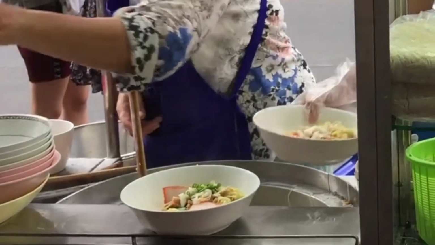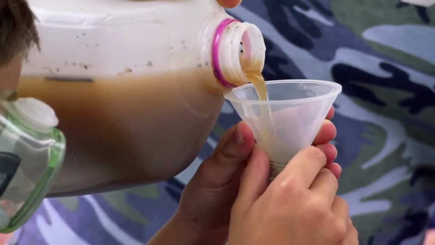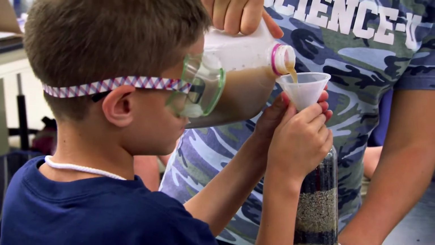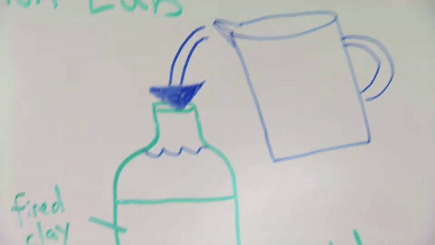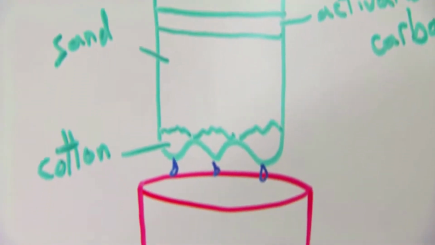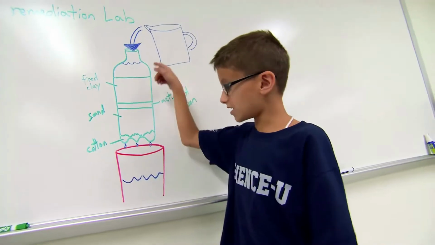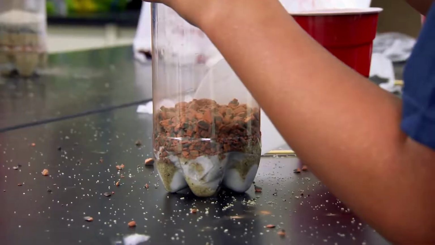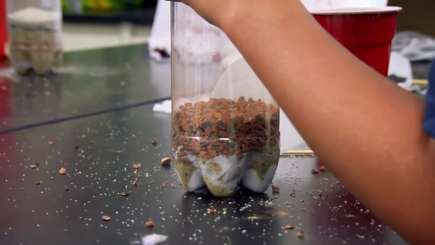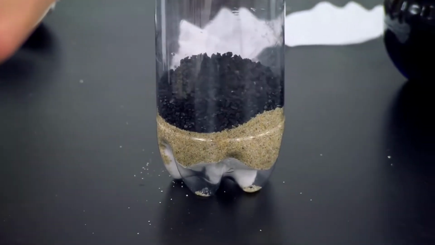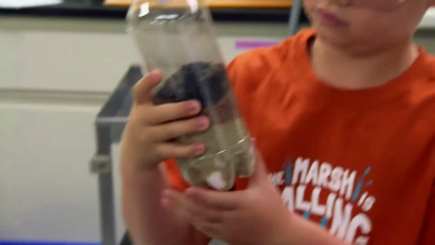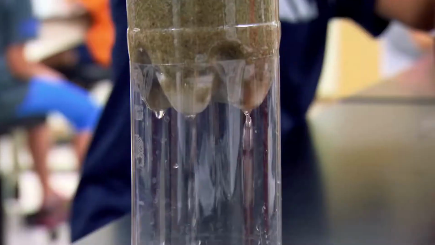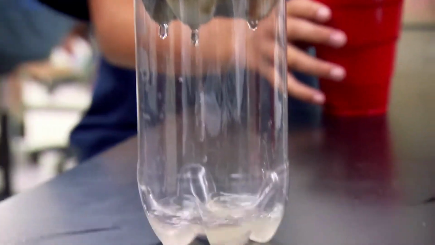We can also use layers of different stones and sand to filter raw water. Insoluble solids such as soil, dirt, twigs, and leaves will be filtered out, leaving the clean water as the filtrate. This is one of the steps used to purify water in most water treatment plants.